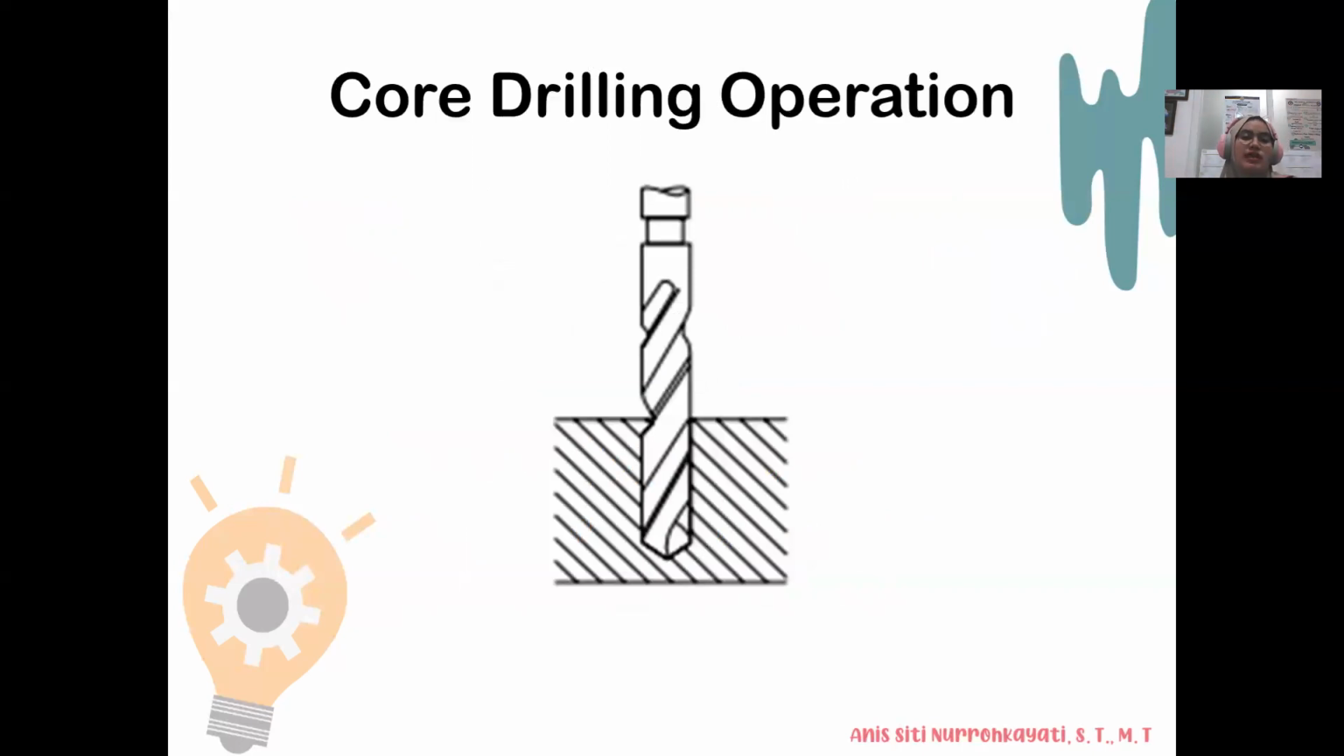This is the core drilling operation. Core drilling operation is a main operation which is performed on a radial drilling machine for producing a circular hole in the solid metal by means of a revolving tool called a drill. This is the common drilling process.